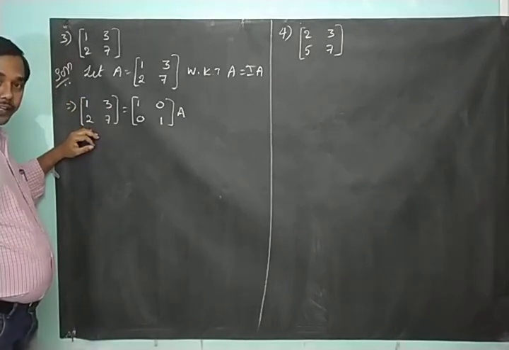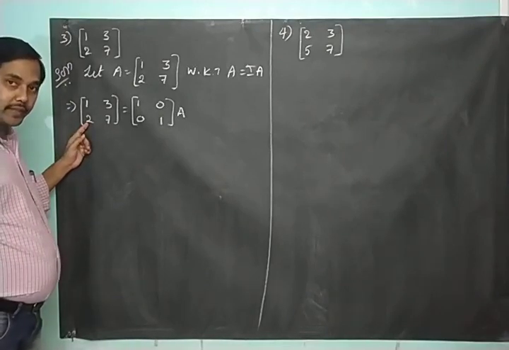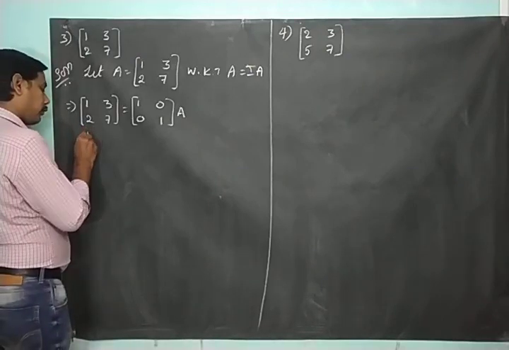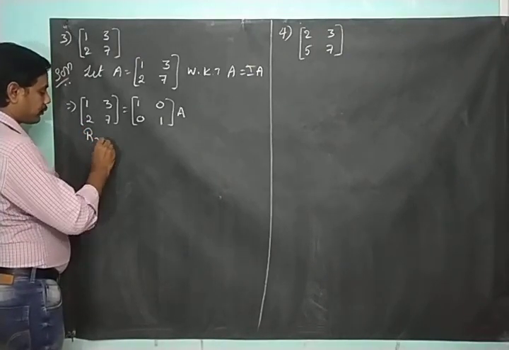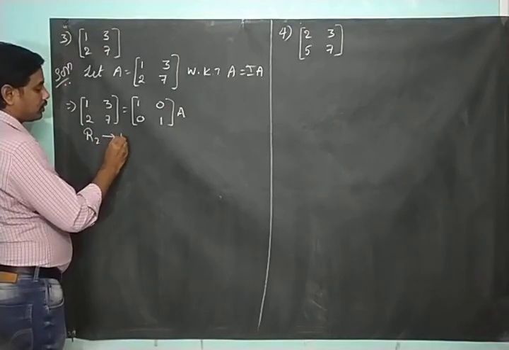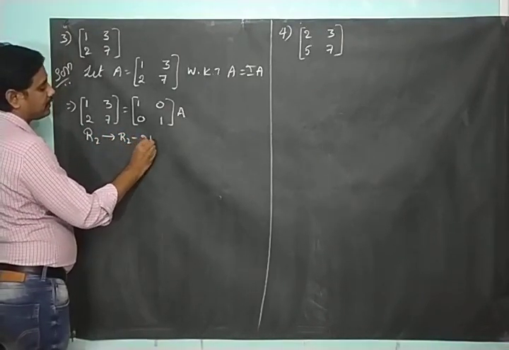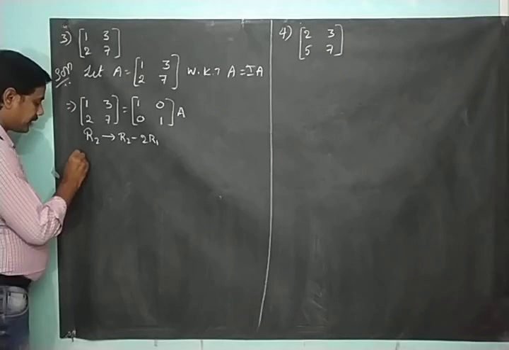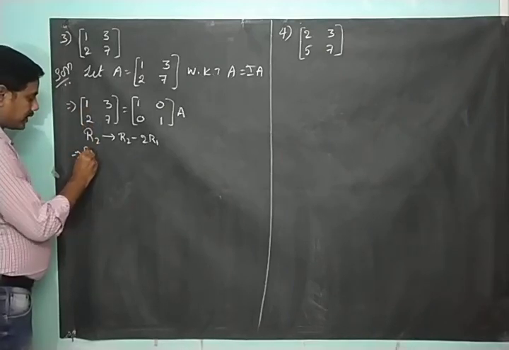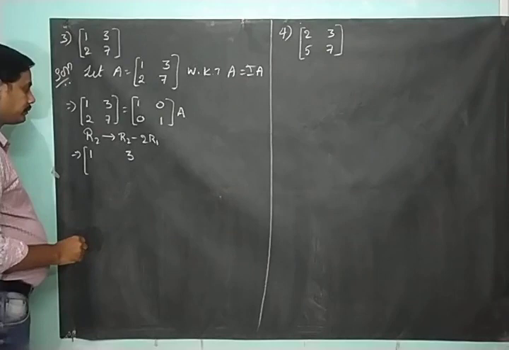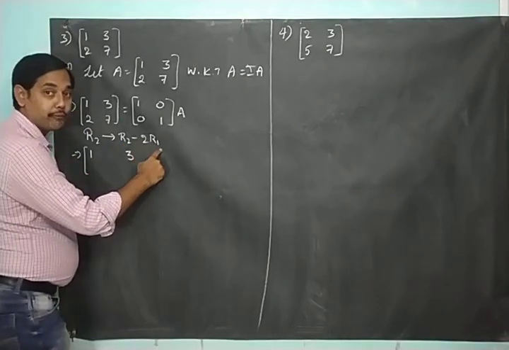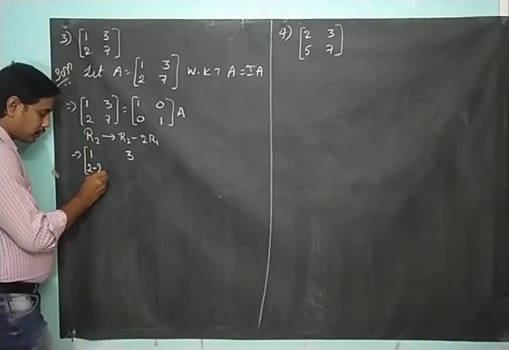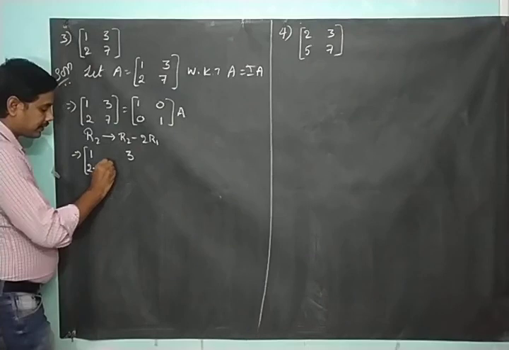Now let's come to lower triangular elements. Which is the lower triangular element here? Only 2. So this has to be converted into 0. So for that we can apply the transformation R2 changes to R2 minus 2 times R1. So if I apply this, what will I get? 1, 3. R2 will change according to this formula. So R2 minus 2R1. R2 is 2 minus 2 times of R1 here is 1.